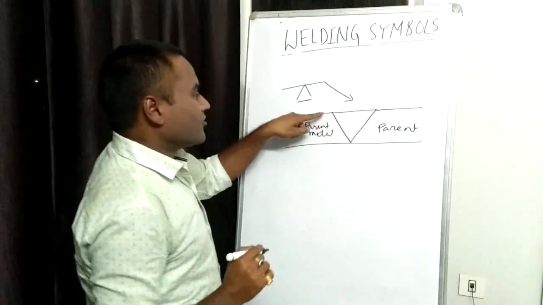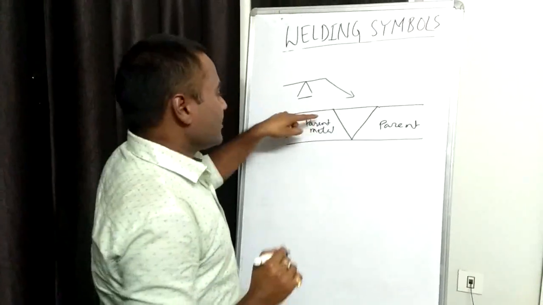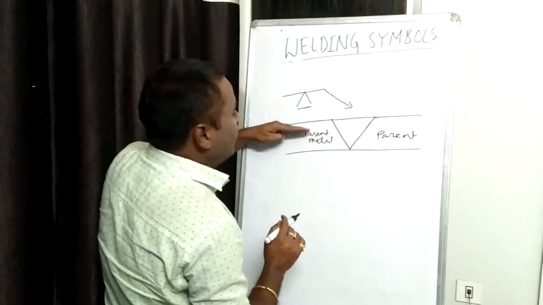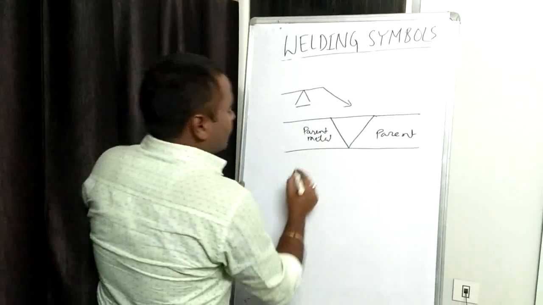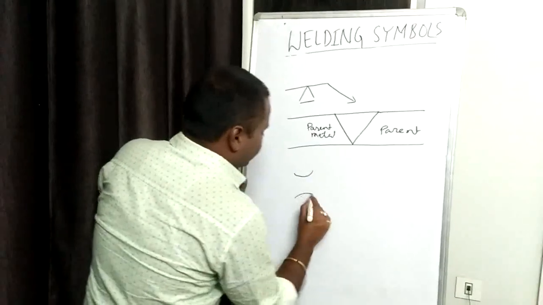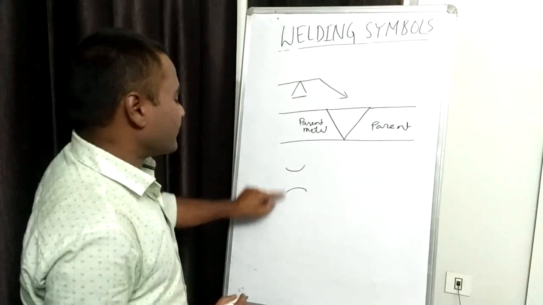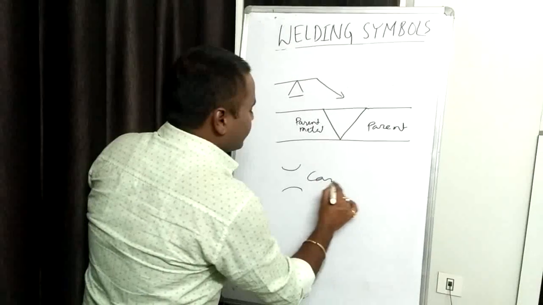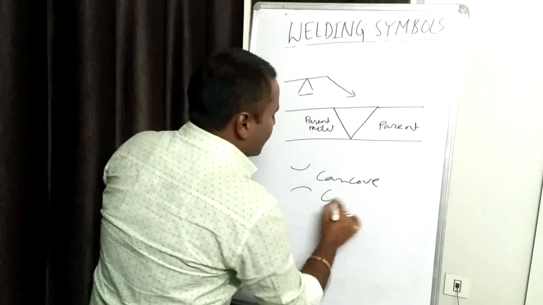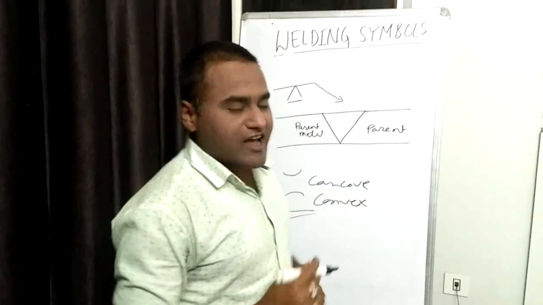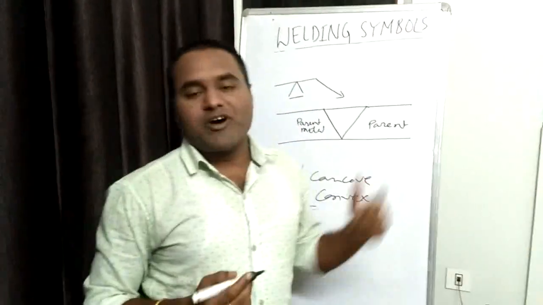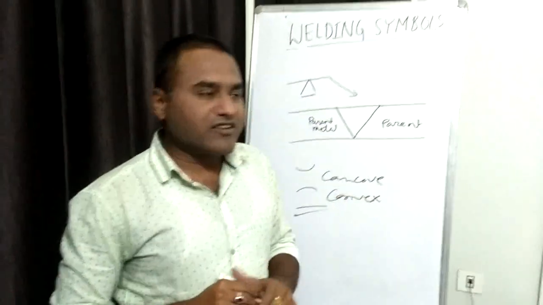For finishing, for full grinding of this weld metal up to the height of parent metal, this symbol has to be used. Similarly, for concave and convex, these symbols are used for concave and convex welding. So friends, these are some of the very commonly used supplementary symbols.